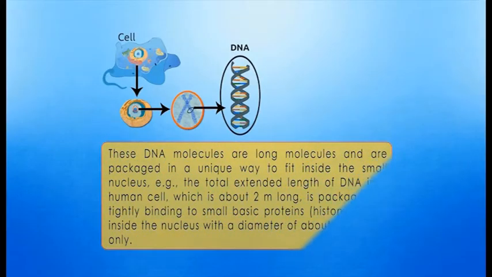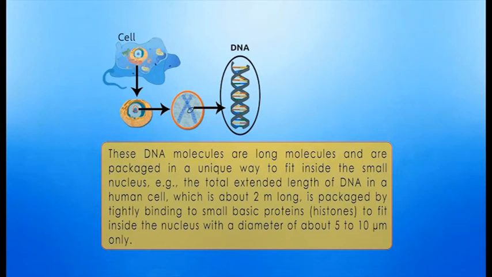These DNA molecules are long molecules and are packaged in a unique way to fit inside the small nucleus. For example, the total extended length of DNA in a human cell, which is about 2 meters long, is packaged by tightly binding to small basic proteins, that is, histones, to fit inside the nucleus with a diameter of about 5 to 10 micrometer only. Similarly, the large circular DNA molecules of prokaryotes are also packaged to fit inside the small cell.